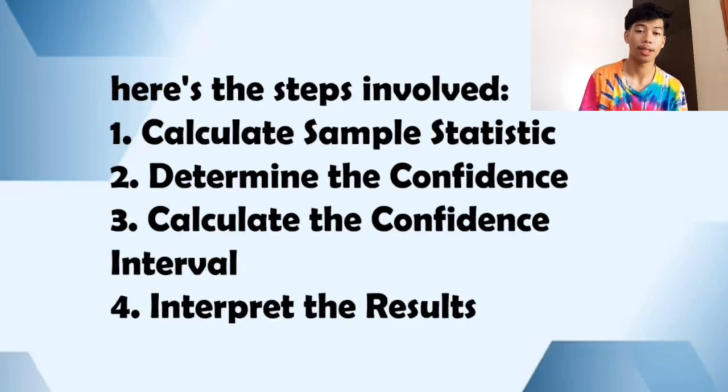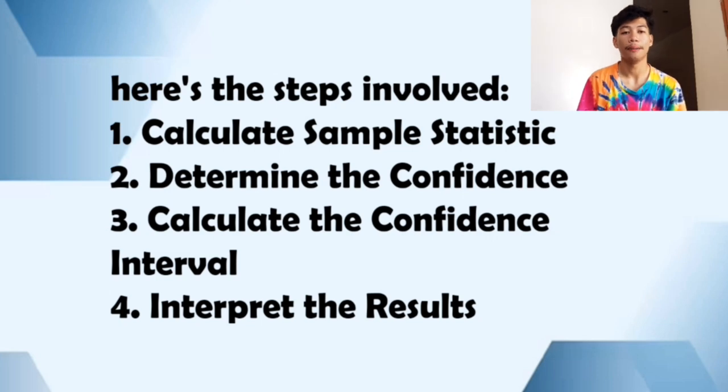And here are the four steps involved. First, calculate the sample statistic, and second, determine the confidence level. Third, calculate the confidence interval, and lastly, interpret the results. First, calculate the sample statistic. First, we need to calculate the sample means and standard deviations or proportions for each of the groups being compared.